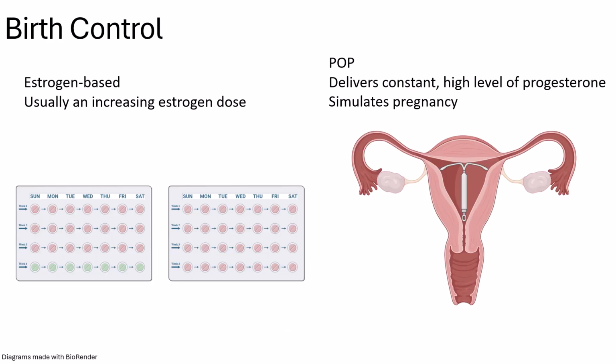Estrogen-based birth control usually has an increasing dose of estrogen for 3 weeks, just like the follicular phase, and then a week that lets estrogen levels fall. In contrast, the progesterone-only pill delivers a constantly high level of progesterone, just like the corpus luteum does in pregnancy. In that way, the progesterone-only birth control pill simulates pregnancy, tricking the cervix into making a cervical mucus plug, which is maintained by the constantly high level of progesterone.